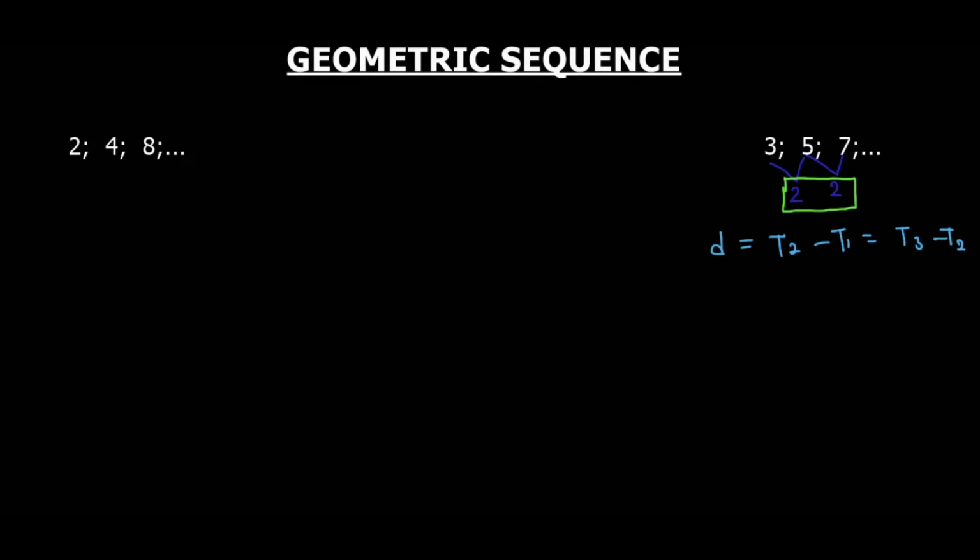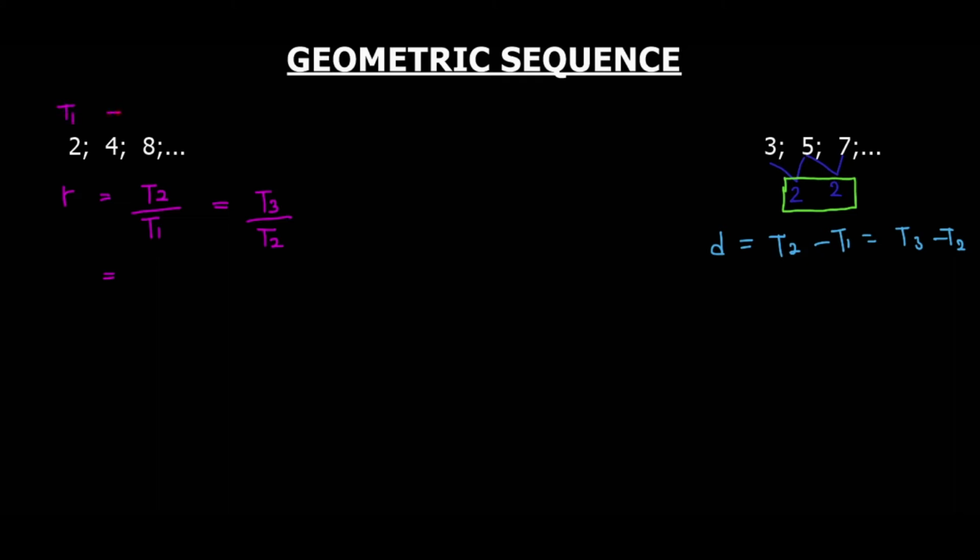But for a geometric sequence, remember, the constant ratio between the terms. So the ratio, denoted by the letter R, is equal to T2 divided by T1, which is equal to T3 divided by T2. So let's check that this ratio is indeed constant.